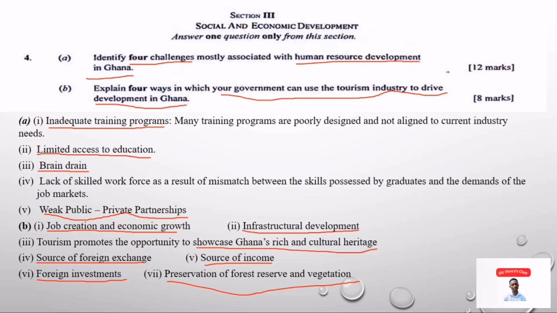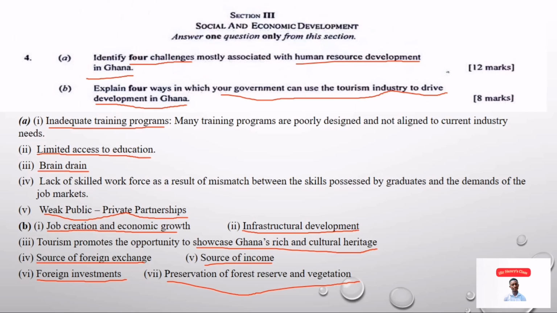Inadequate training programs. Some of these training programs are poorly designed to give people the requisite skills they need. That is one challenge. Two, there is limited access to education. Here, it simply means that education moves with training, and sometimes the education that should be given to our human resources to update their skills is not there.